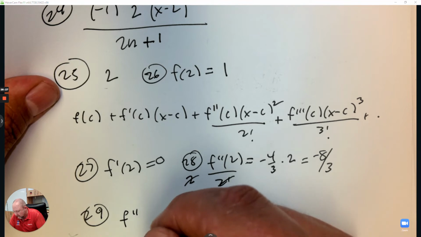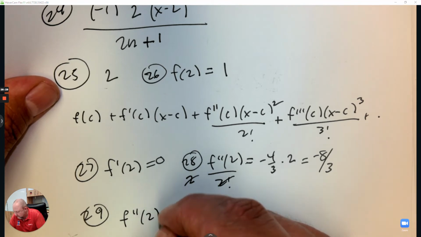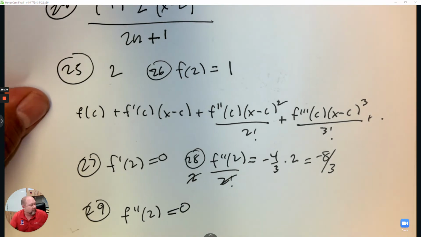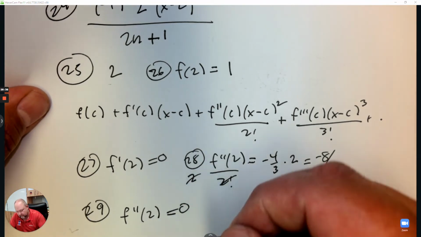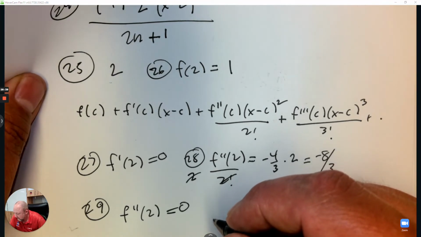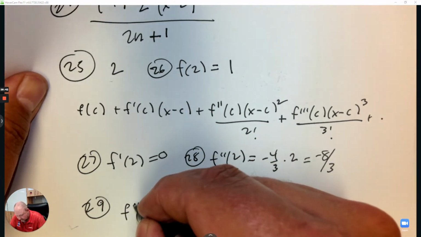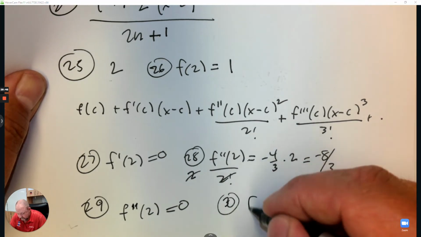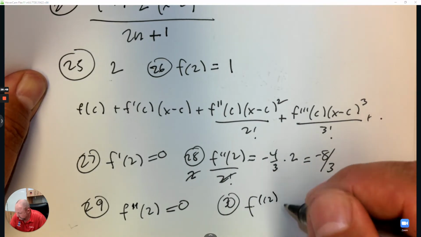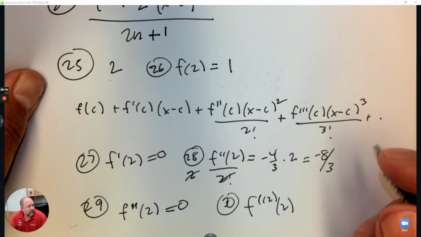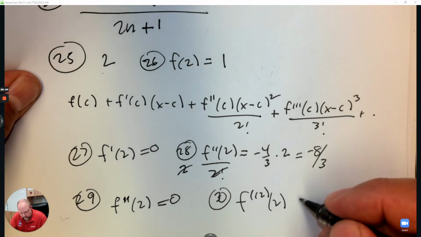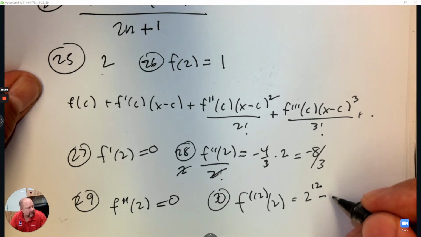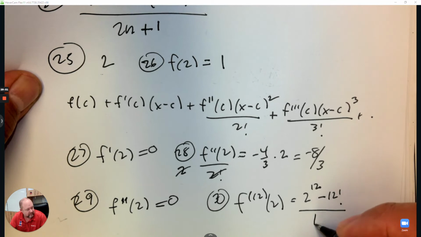The 11th one, that's what it is. So all the odd ones are 0, right? So the 11th one for 29 would be 0. I know, it's tough to see 11 compared to like the second derivative. That's 11. Number 30, 12 would be there. So it's 2 to the exponent 12 minus 12 factorial over 13.